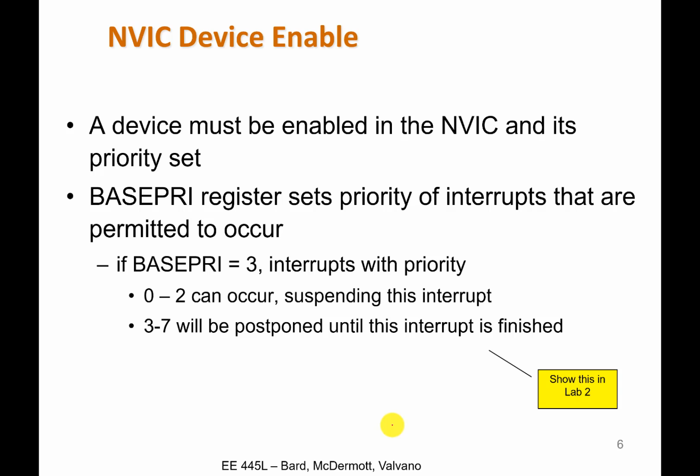Again, one of the important aspects that we have to deal with when we have multiple threads is priority. It turns out there's a register in the processor which lets it know at what priority it is running. So in particular, if I'm running in an ISR with priority 3, any thread which is 0, 1, or 2 can suspend that, but any thread that is 3, 4, 5, 6, or 7 will be postponed, not dismissed, postponed until the higher priority is done.